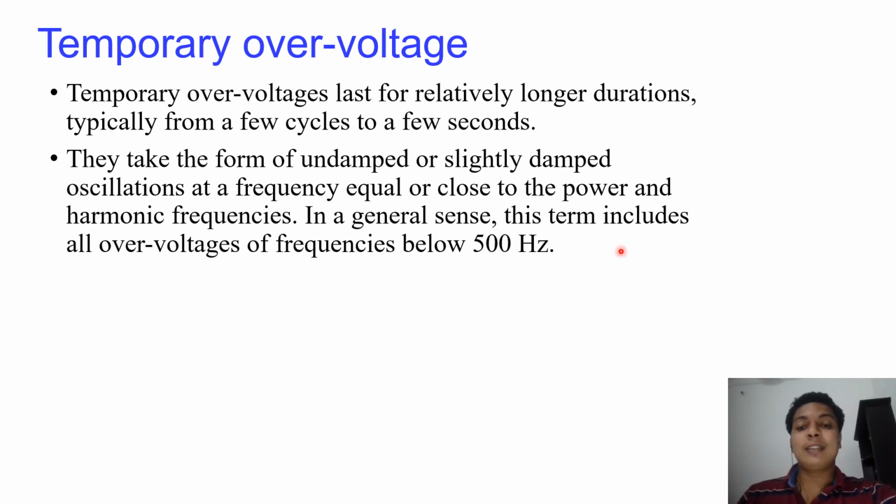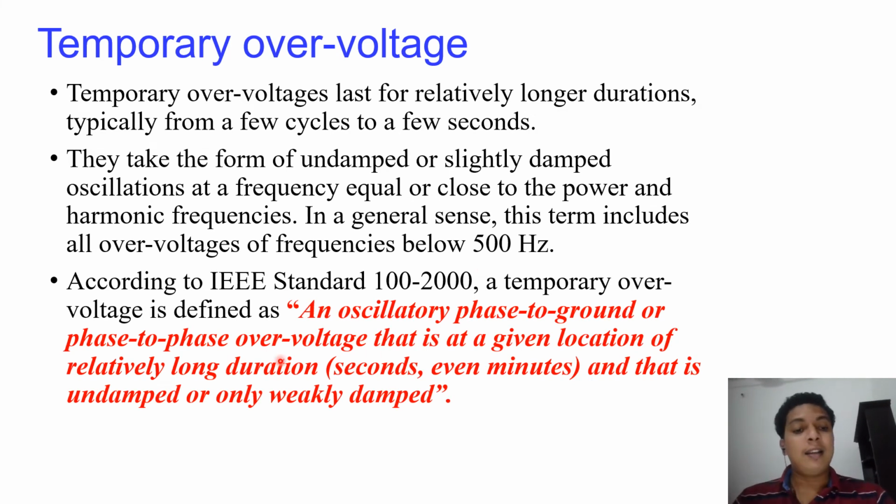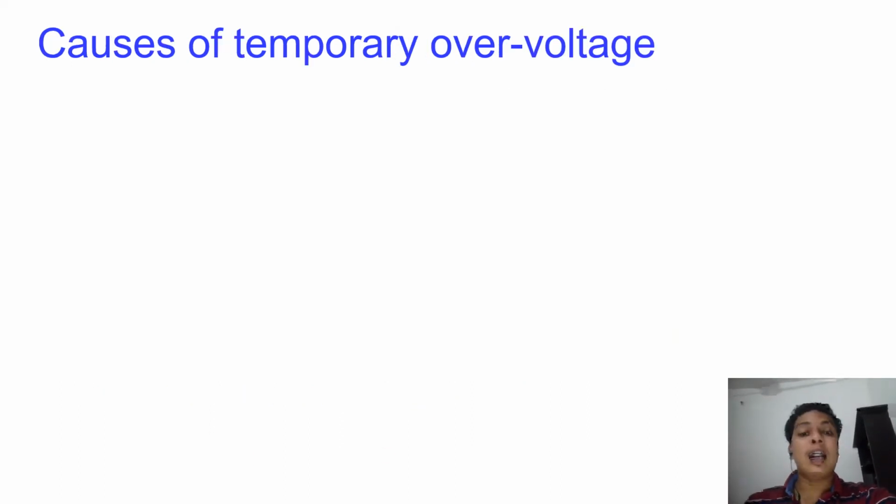In a general sense, this term will include all overvoltages of frequencies lesser than 500 hertz, which means it is something occurring at a slower pace. So that is what is meant by temporary overvoltage. And we have an IEC standard for that, and this is the definition: an oscillatory phase to ground or phase to phase overvoltage at a given location of relatively long duration. Understood? Which occurs at a given location for relatively long duration, seconds, even minutes, and that is undamped or weakly damped. That is what is meant by temporary overvoltage.